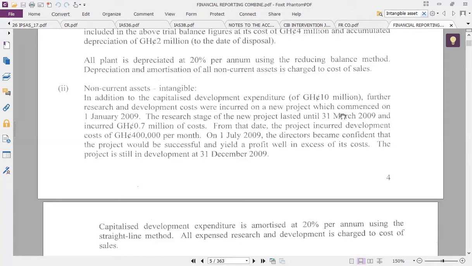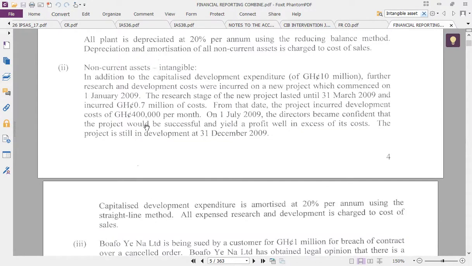So even though development started from April, May, June, those ones we can still do what? Expense them. And we have to start capitalizing from where they are confident, where it is probable, feasible, and the intention to finish is there. So that means we need to move April, May, June, 3 months of 400. That will be 1,200 must be added to the 700, making 1,900. So that is the treatment. So the research cost here will be 1,900, not 700.